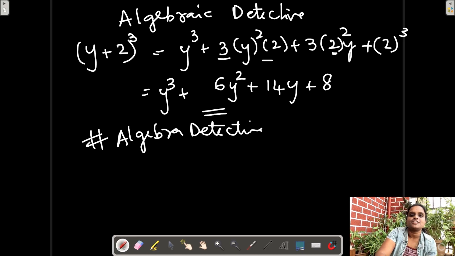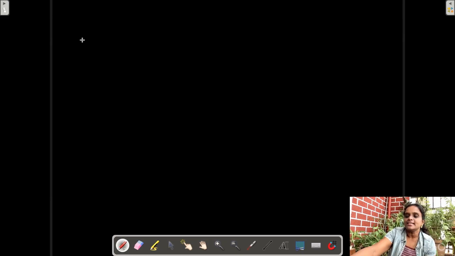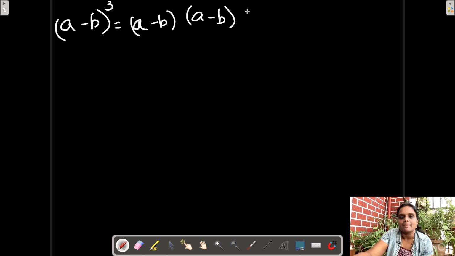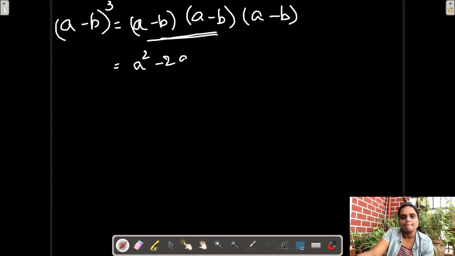Now comes our next identity. What is it? The opposite, a minus b whole cube. Now let's try expanding it. What is a minus b cube again? a minus b into a minus b into a minus b. We already know what a minus b whole square is. The formula is a square minus 2ab plus b square, into a minus b.